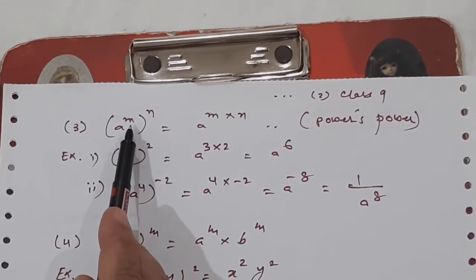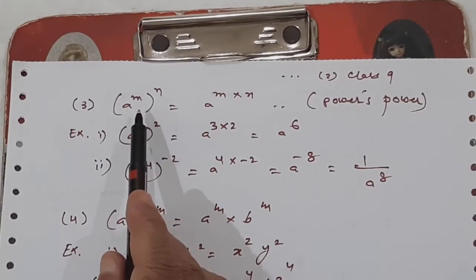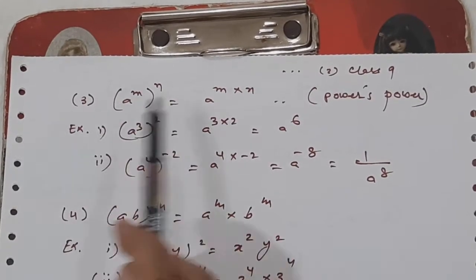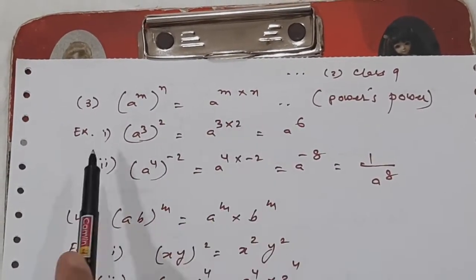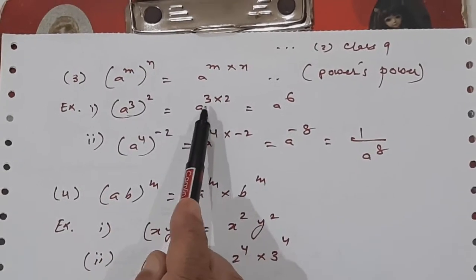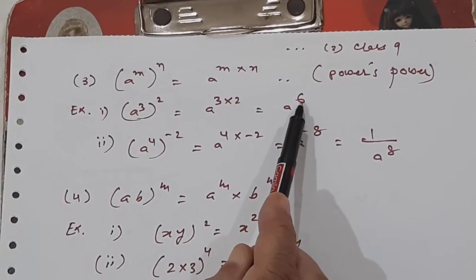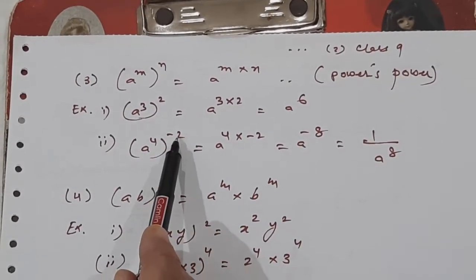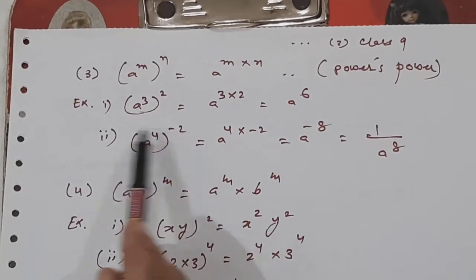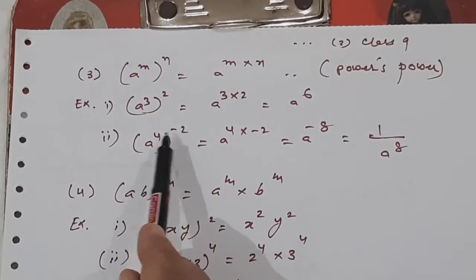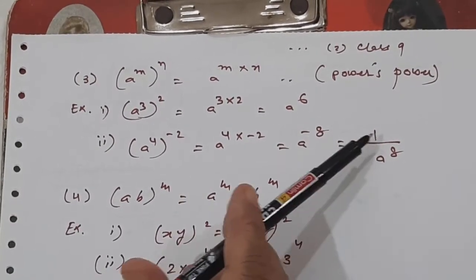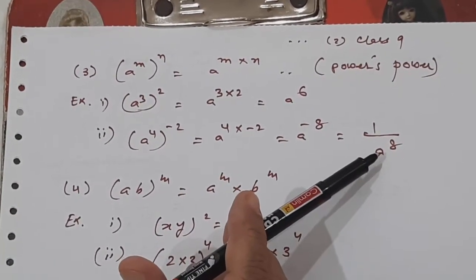Now the third law: a raised to m, raised to n. This is called the power of a power. You have to multiply these two powers: a raised to m into n. Example: a raised to 3, raised to 2. So 3 into 2, a raised to 6. You have to multiply the powers, 3 into 2. Now if a negative index or negative power is there, it doesn't matter. So a raised to 4 into minus 2 becomes a raised to minus 8, and it can be written as 1 upon a raised to 8.